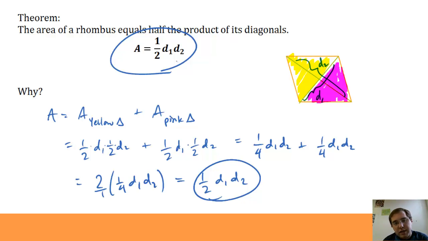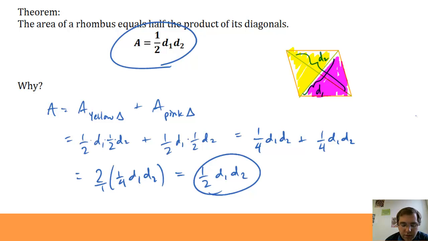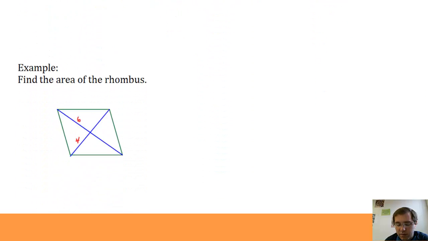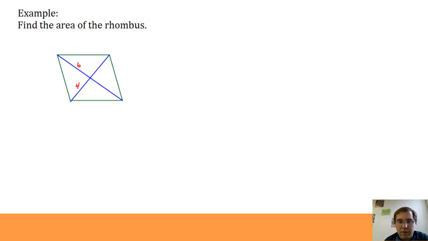So I'm just trying to show you that these formulas aren't just coming from nowhere. They're actually following from what we knew before. We found the formula for a rhombus by using the formulas for triangles. We found the formula for a triangle by using the formula for a parallelogram. We found the formula for a parallelogram by using the formula for a rectangle. We found the formula for a rectangle by using the formula for a square, which is what we assumed to be true.